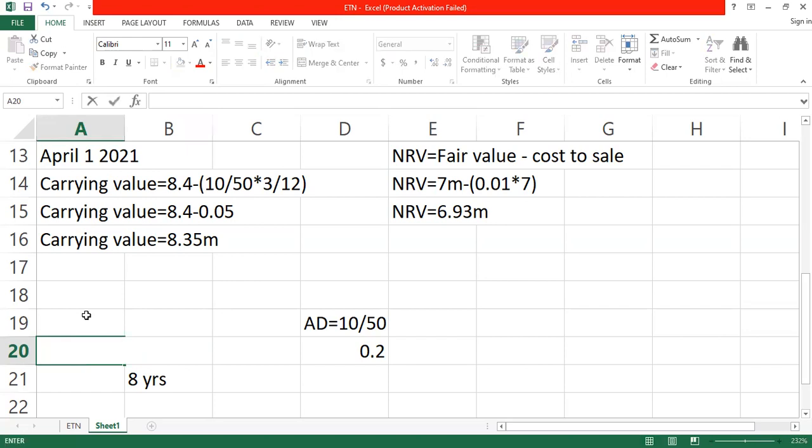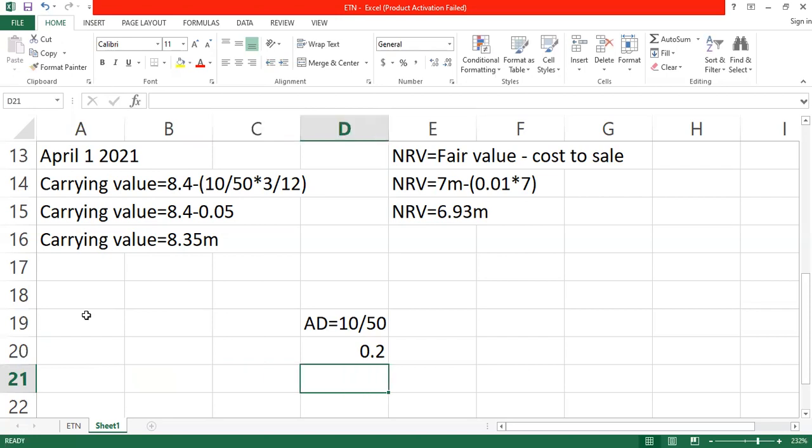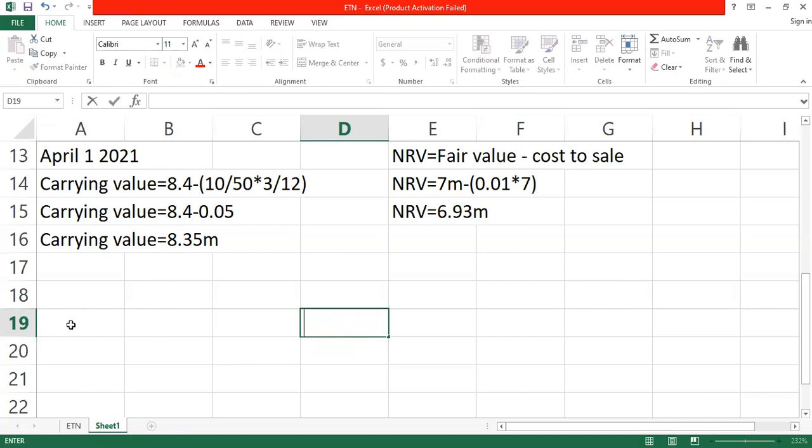So this one, we are classifying the asset as held for sale. Carrying value is 8.35. Net realizable value is what? 6.93. At what amount are we going to classify the asset? 6.93. So the difference over there will indicate what? Impairment loss. So we have to calculate the impairment loss.